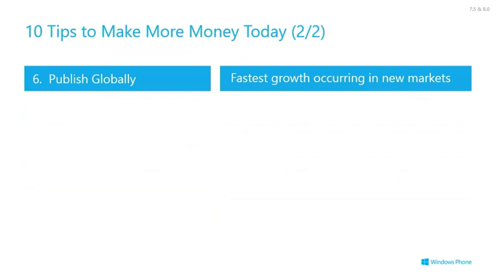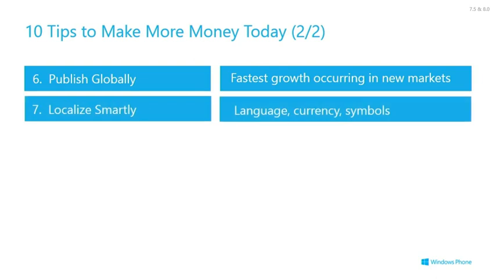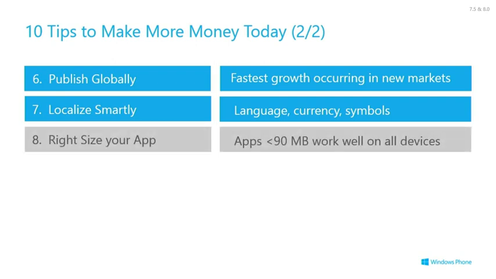And number 6, publish globally. We've got over 180 countries now where Windows Phone apps can be sold. So make sure you publish to as many of those countries as possible. Doesn't mean you have to ship in 180 languages, but do also think of localizing for different countries, because if you can offer a local language version, your app could be number one in a certain territory, even if it is not doing quite so well in others. So that's a really good way of getting good attention for your app.